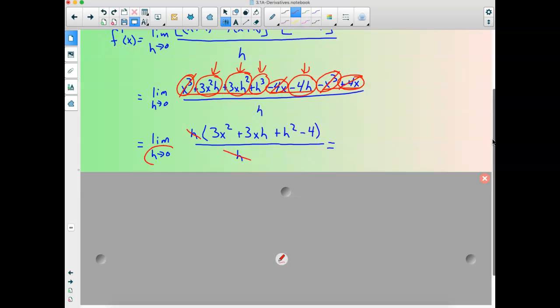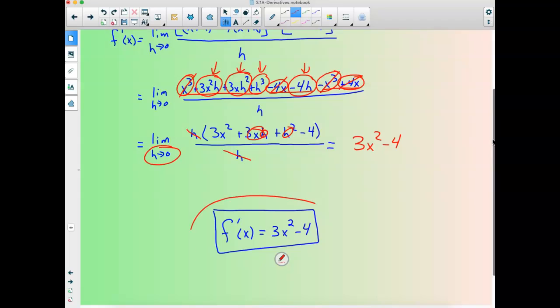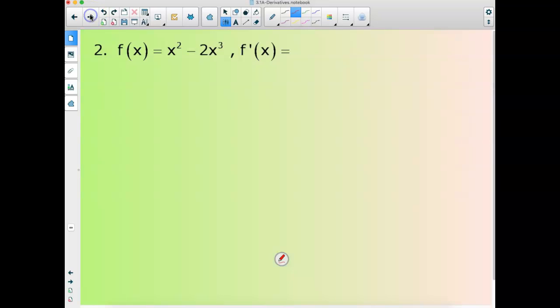So now I can apply my limit. Anywhere there's an h, that whole term goes away. So I'm just left with 3x squared minus 4. And what does that mean? That means there's my derivative, okay? I'm going to give you one more practice for this one. I'm going to pause this and do this one and run it through, and then we are done. If you're good, shut her down.